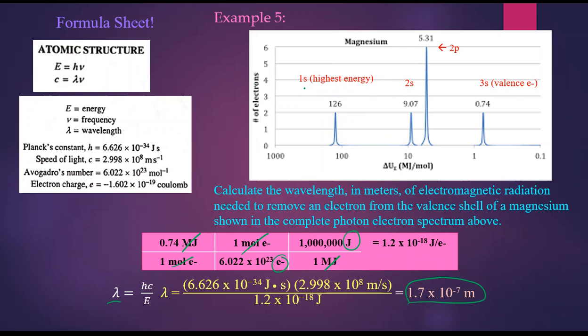And once again, going back over spectra, 1s is the one with the largest energy. The one with the lowest energy would be your valence, which in this case for magnesium is going to be 3s.